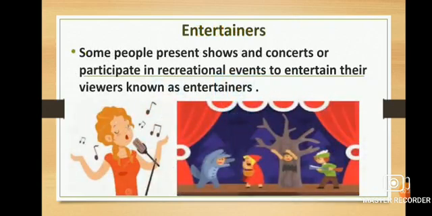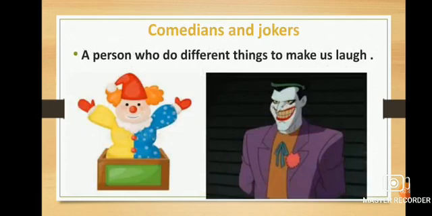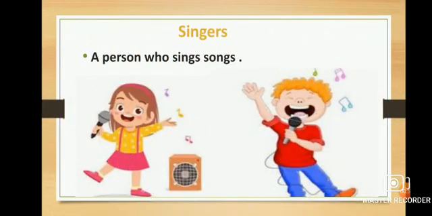The next category is entertainers. Some people present shows and concerts or participate in recreational events to entertain their viewers. They are known as entertainers. First one is comedians and jokers. A person who does different things to make us laugh is known as a comedian or joker. The next one is singers. A person who sings songs is known as a singer.